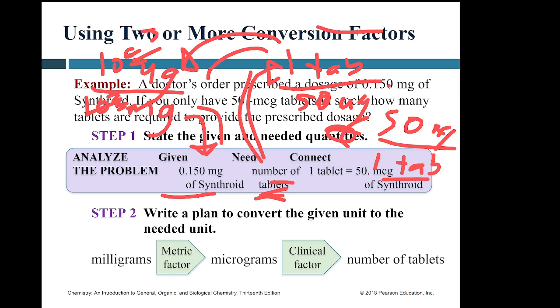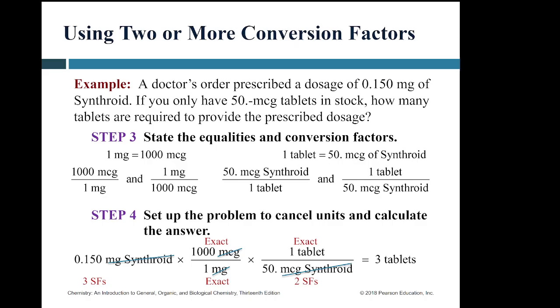Let's look at it if we go forwards. So we write out 0.150 milligrams of Synthroid. That's a weight. What do I have that can get that into tablets eventually? I have this relationship, the micrograms of Synthroid per tablet, don't I? And so somehow I need to get that number into micrograms, don't I?